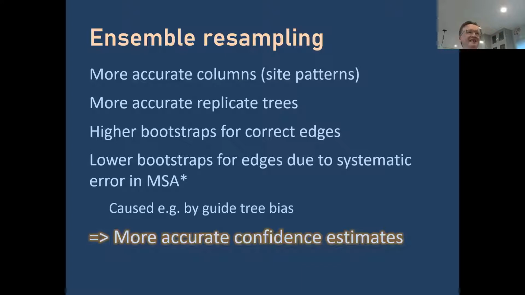So in that case, when you do the bootstrapping over my type of ensemble, you're going to get lower bootstrap values on edges which are due to the systematic error. So this kind of procedure intuitively seems to have nice properties. You're going to get higher confidence values when edges are good, and you're going to get lower confidence values when edges are due to systematic error.